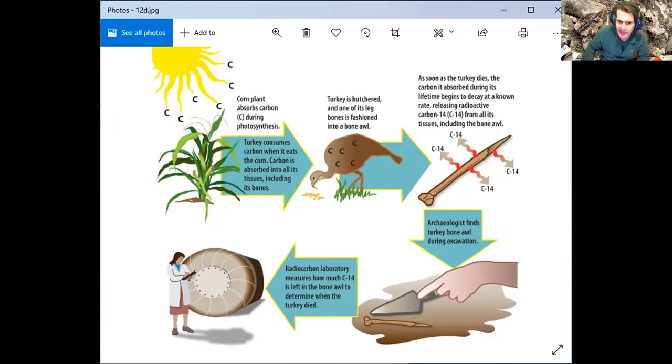So basically, if that turkey was butchered 5,730 years ago, this is where I either screw up or I get it right. The turkey is butchered 5,730 years ago. And if precisely half of the radiocarbon is still there in the sample of bone, right? Precisely half of the radiocarbon is still in that bone, that precisely dates that bone as coming from an animal that lived 5,730 years ago.